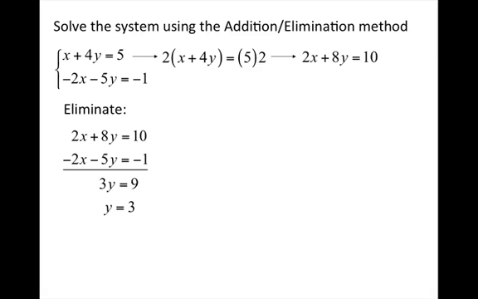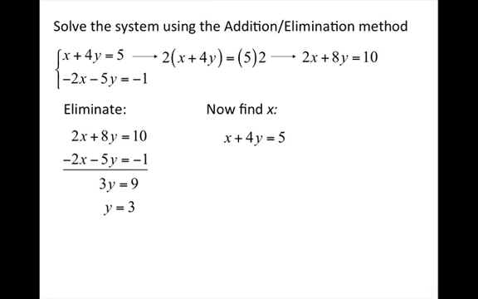Now my solution is going to be an ordered pair x, y. Since I had a y value, I know these equations are crossing at one point. Now I just need to find the x. I'm going to take that y value and plug it into any of my equations. I can use the two original equations, or if I wanted to, I could use the 2x plus 8y equals 10 since it's the same as my first equation. So I'm just going to find my x by using the x plus 4y equals 5.